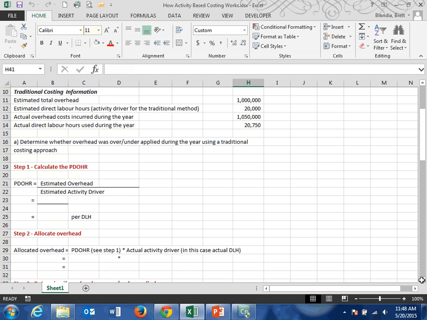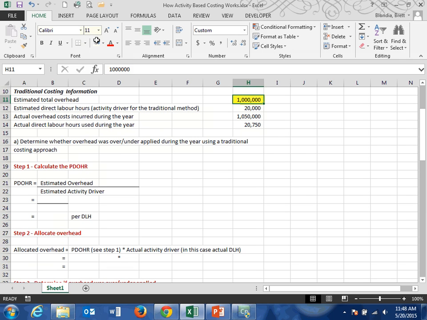Okay? So step 1 of the approach is to calculate the predetermined overhead rate. This is always based on estimates. So when I come up to my given information, I'm looking for estimated total overhead, and I'm looking for some type of estimated activity driver. And in this case, the only activity driver we've been given is direct labor hours. So that's the activity driver we're selecting for the traditional method.